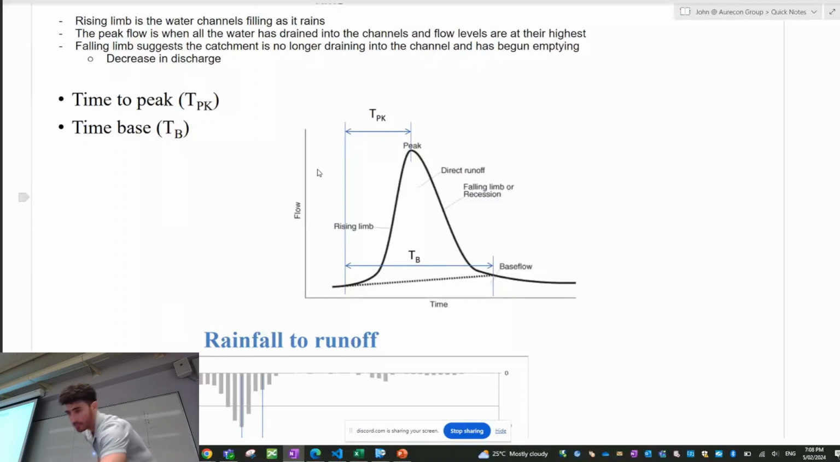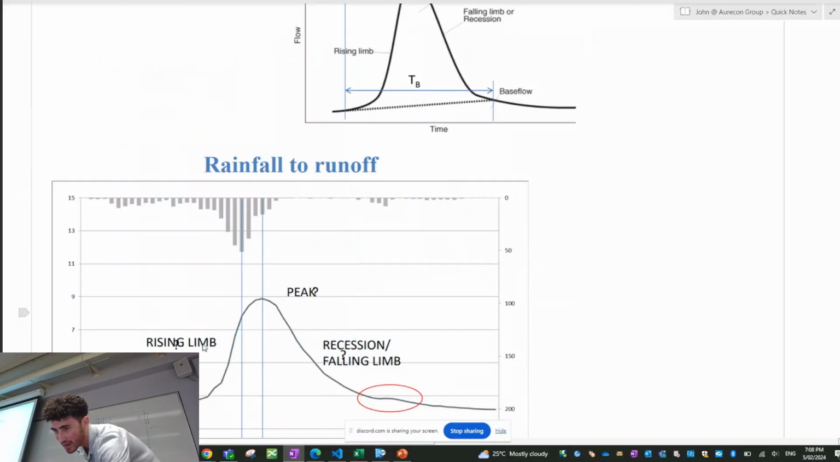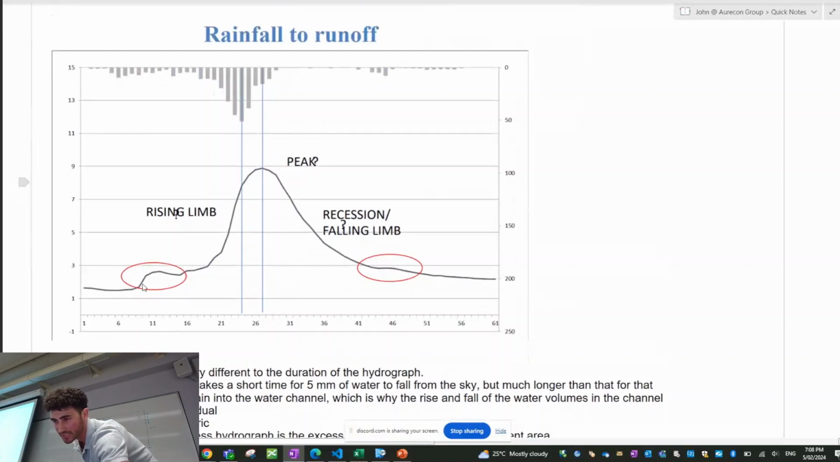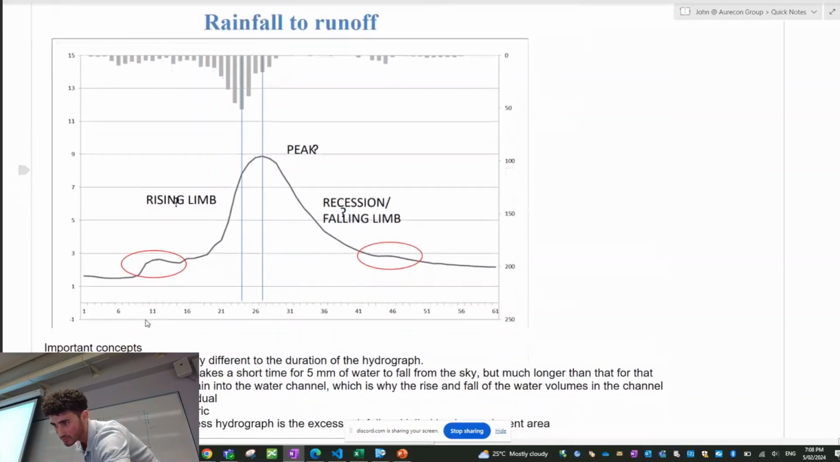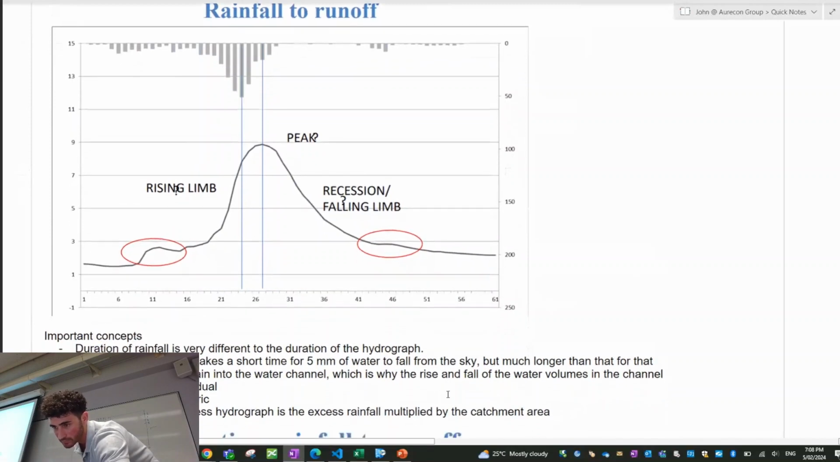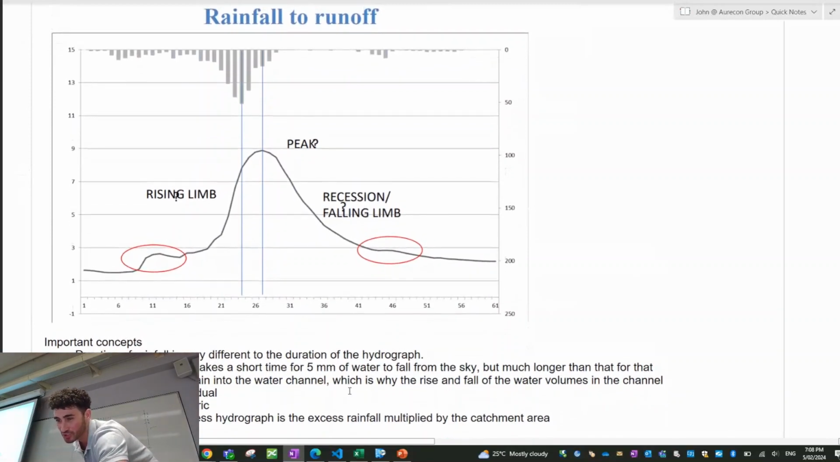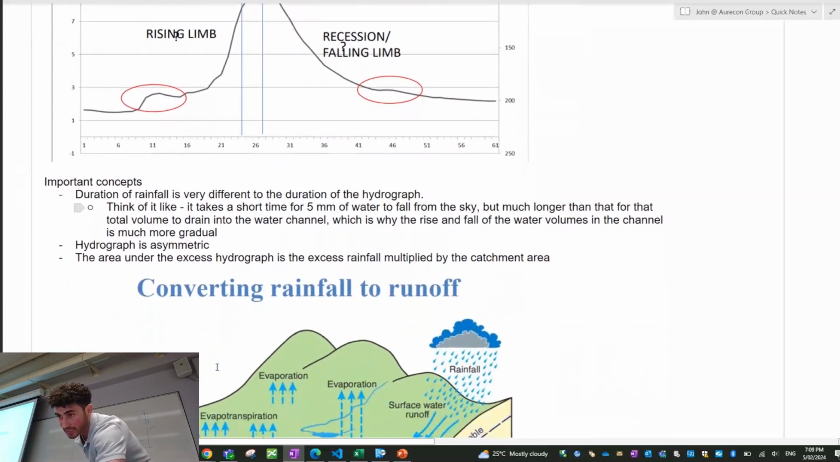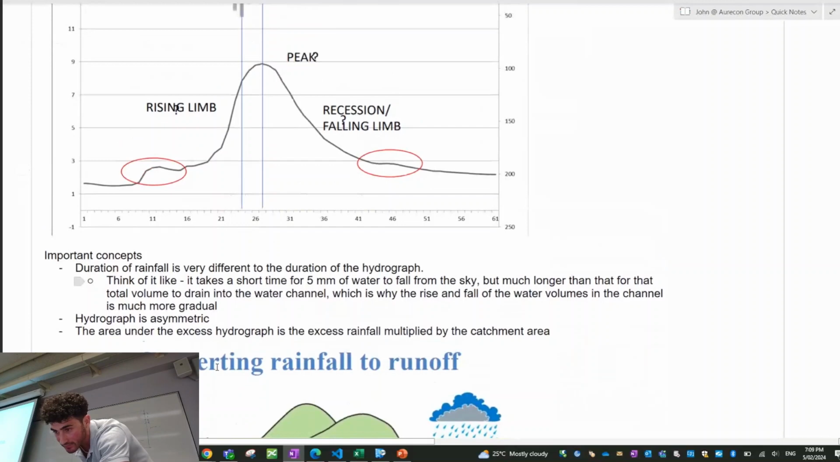All right, so next bit. This diagram's kind of like what I drew before. Actually, no, that is that. It's just something that's a little bit more accurate and less simplified. Okay, what are the important concepts I wrote? The duration is very different to the duration of the hydrograph. So duration of rainfall, as I mentioned before, the time that the storm occurs is different to the time it takes for the flood to occur and then to recede. The hydrograph is asymmetric, as you can tell, because it takes a lot longer for it to drain than it does for it to fill up.